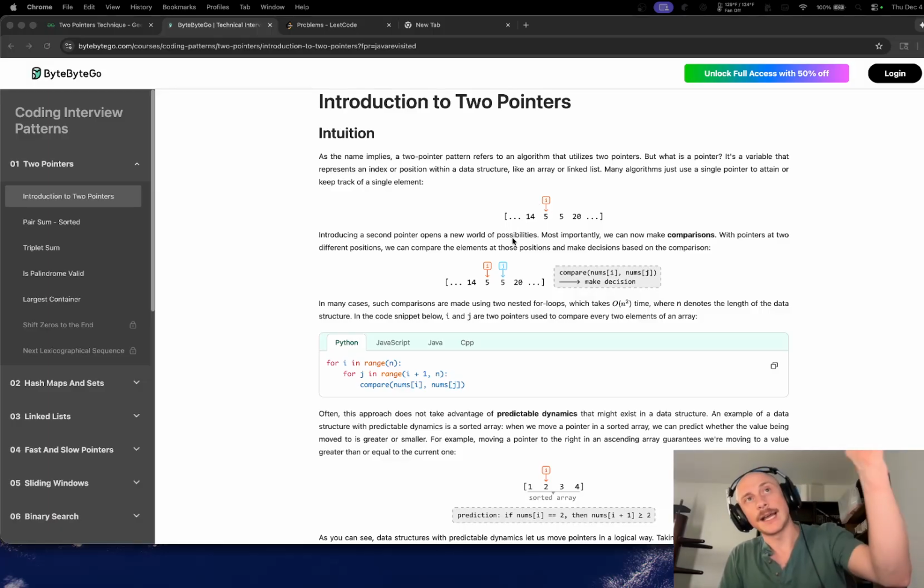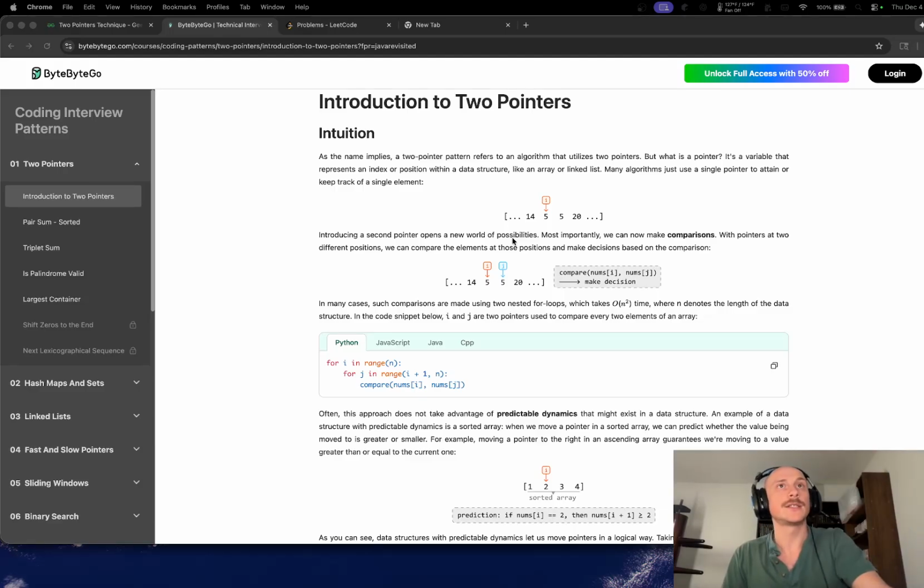First, let's take a look at this image. As we see here, i is pointing to somewhere within this list of numbers, at this particular element. Now, introducing a second pointer opens a new world of possibilities. More importantly, we can now make comparisons. With pointers at two different positions, we can compare the elements at those positions and make decisions based on the comparison: compare the element at index i to the element at index j.